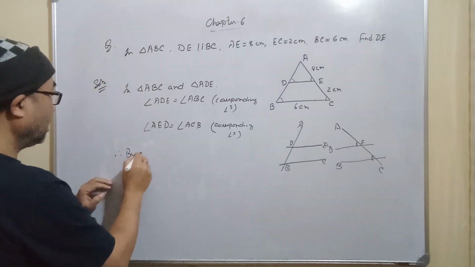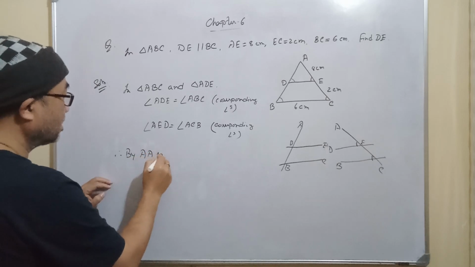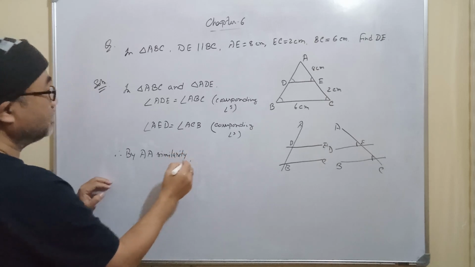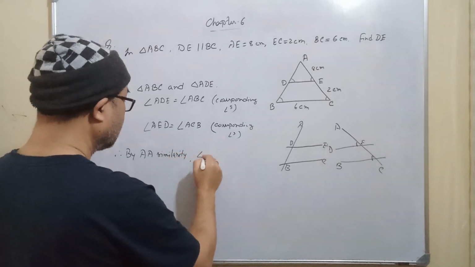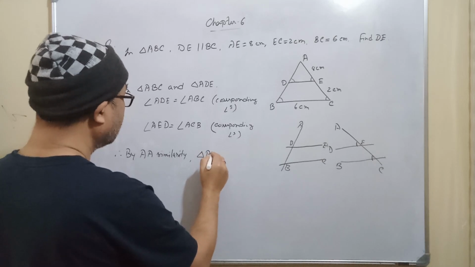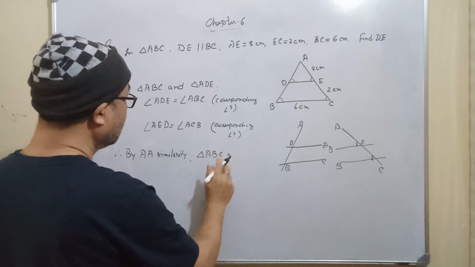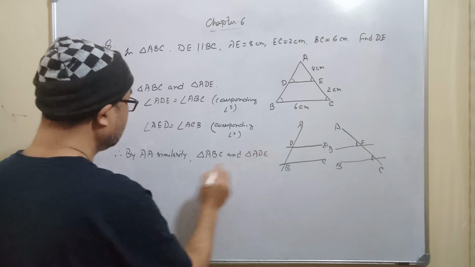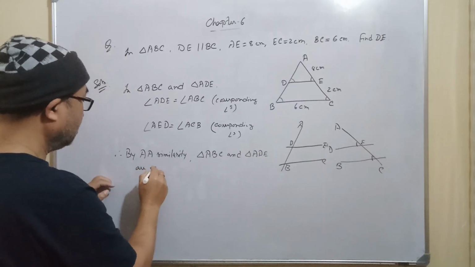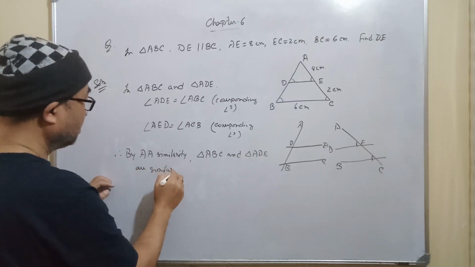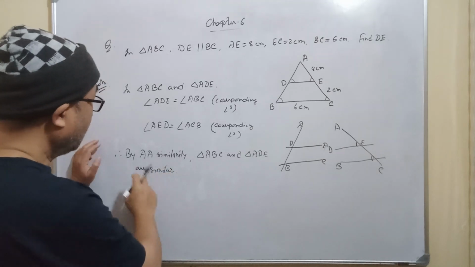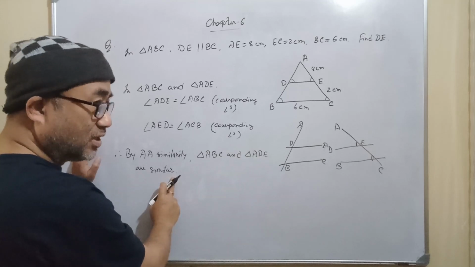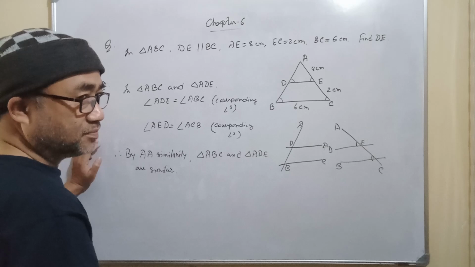Hence we have, by AA similarity, triangle ABC and triangle ADE are similar. So by AA similarity, ABC and ADE, these two triangles are similar.